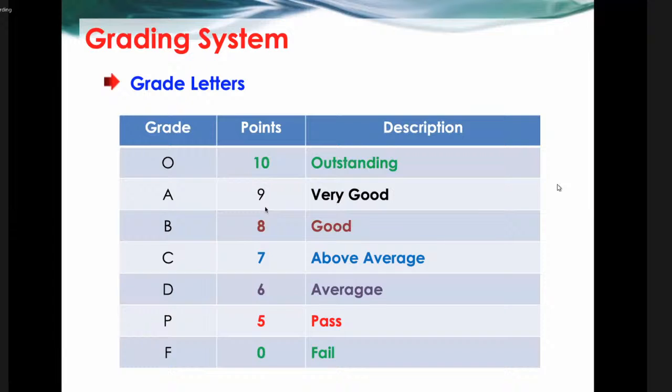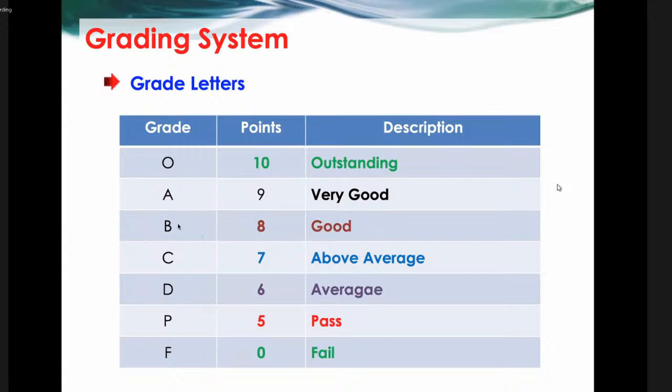So these 36 points will be added, and it will be divided. So in every course, you will take the grade. That grade will be multiplied by the respective points, and then it will be summed up, and then total number of credits will be taken up as the divisor, and then you will get the CGPA. So if you get O, that is the outstanding grade. So you are getting 10 out of 10. If you take A, it is an indication that you are very good. It means it will take 9 out of 10.